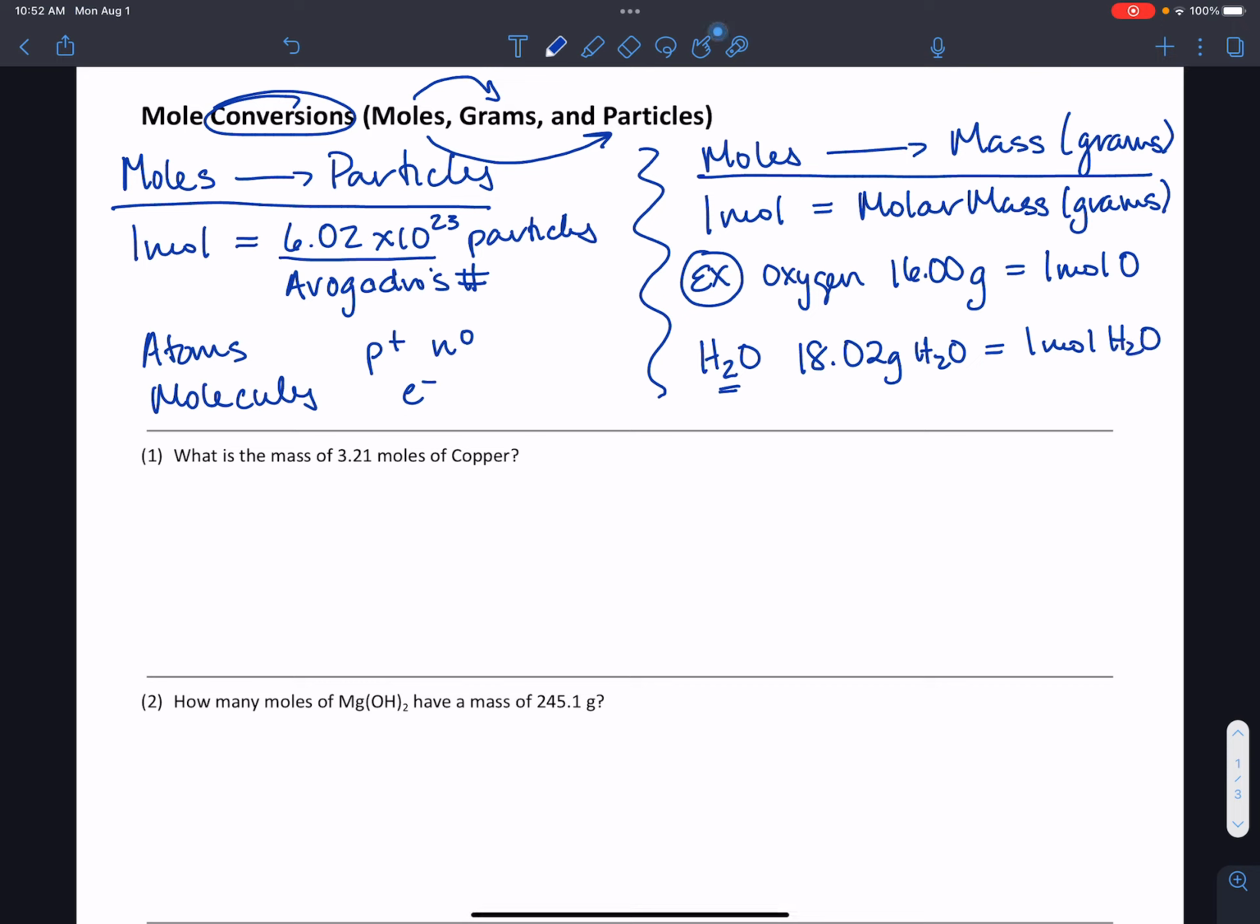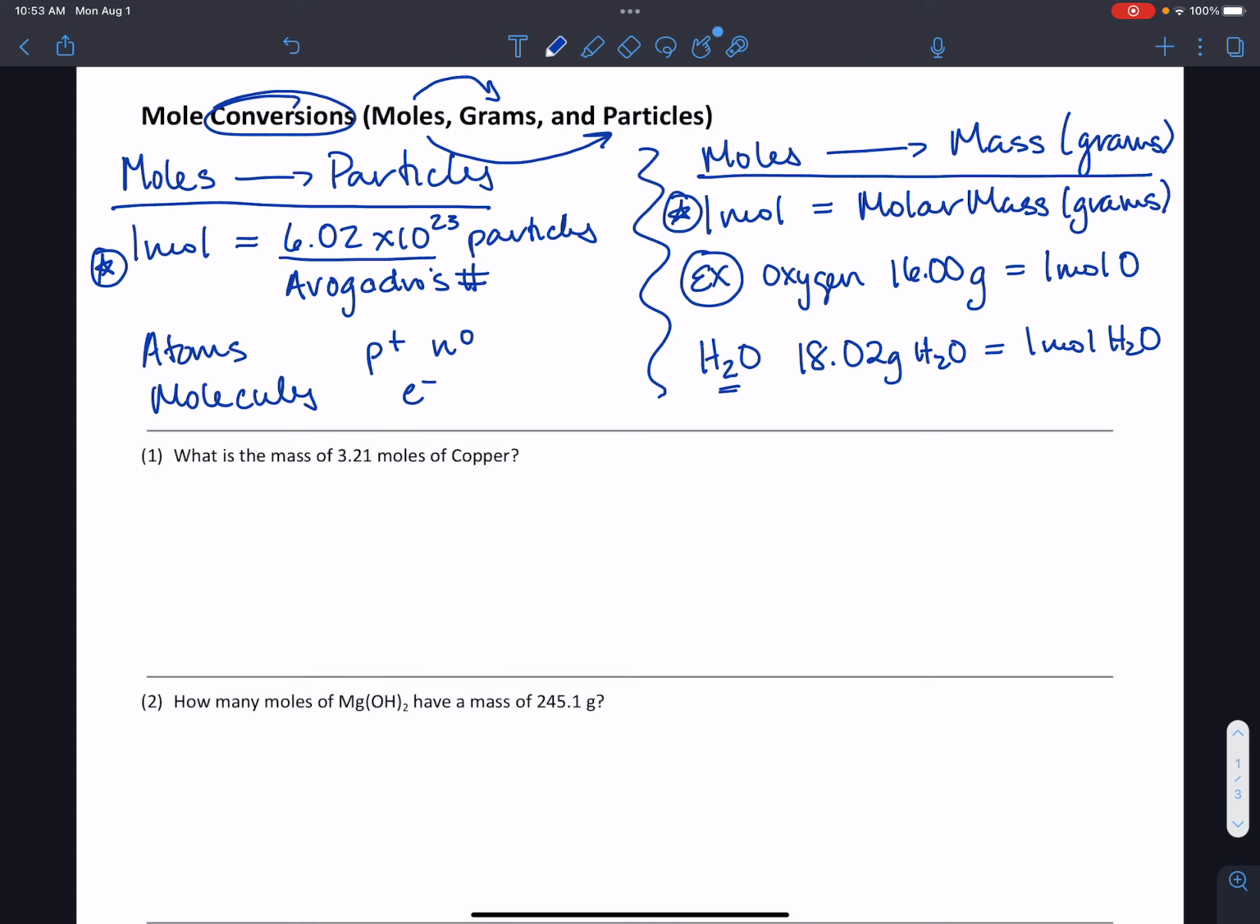So we can use the molar mass as a unit equality as well, and that gives us 2 conversion factors where grams can be on the top or the bottom, depending again on what we're trying to cancel. So when we're working problems, you're going to need to know these 2 unit equalities.